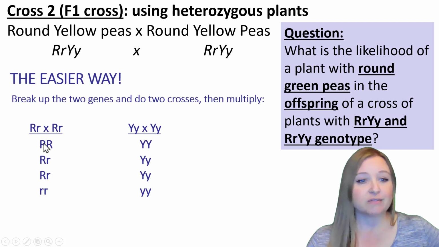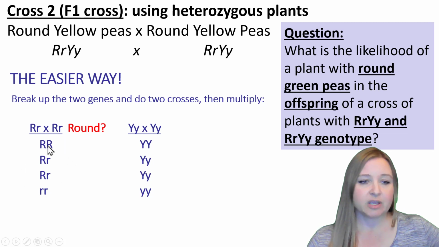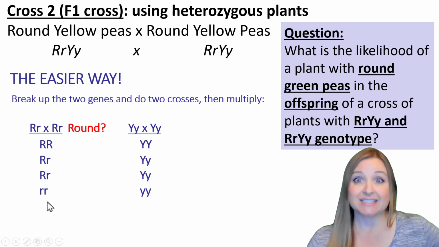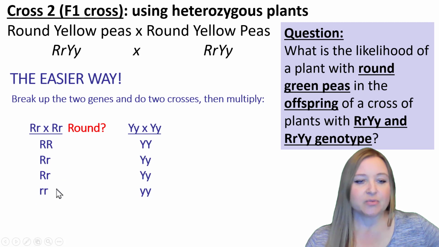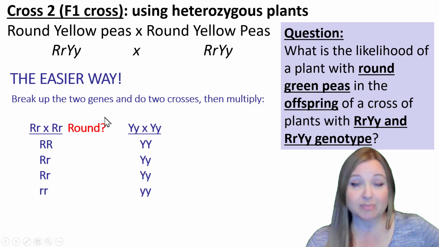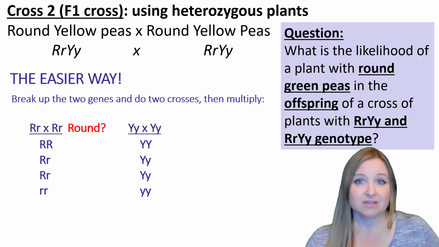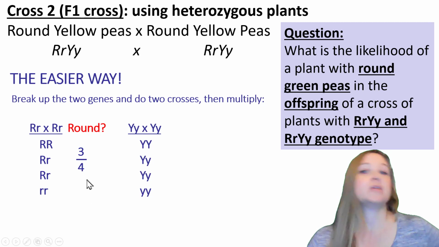Okay, well, let's look at the round part first. Over here, round. What is the probability of a plant with round peas in the offspring? Okay, big R is going to be round. Big R, little r is round because the round allele is dominant. Little r is recessive. That would be the wrinkled pea. So we have round, wrinkled. So the probability of having a pea plant that results in round peas is going to be 3 out of 4, right? Round, wrinkled. That means 3 out of 4 are going to be round.